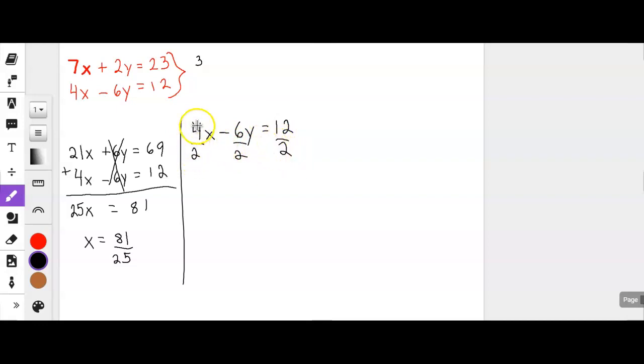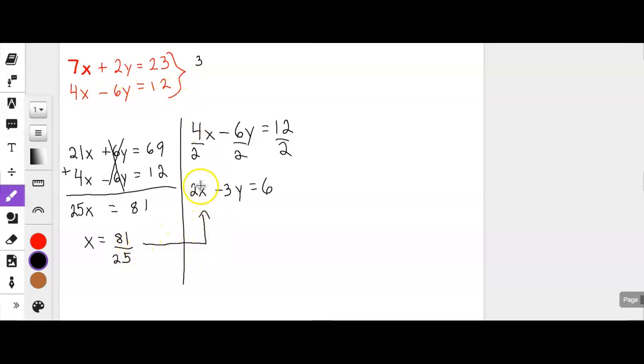So 4 divided by 2 is 2. -6 divided by 2 is -3. And 12 divided by 2 is 6. Now I'm ready. This is a simplified equation right here, but it's exactly the same as this one, except this one is just easier to work with because the numbers are simplified. All I did was divide both sides of the equation by 2. Whatever you do to one side, you must do to the other for balance. So now we actually have this equation, which is essentially the bottom equation simplified.